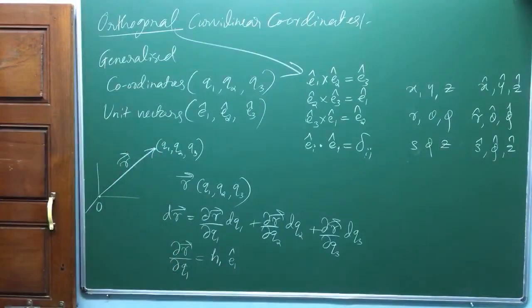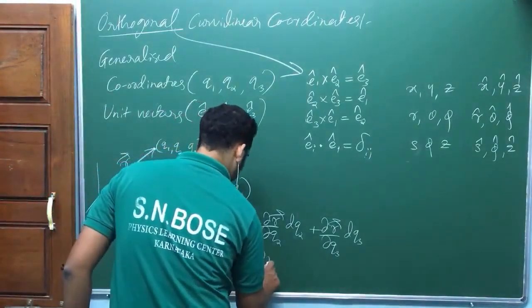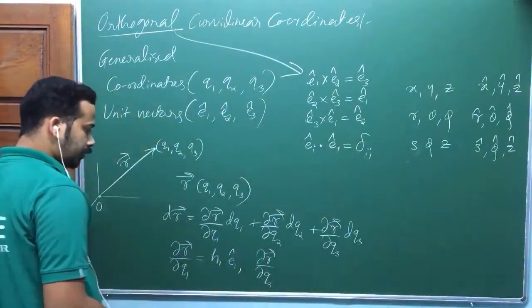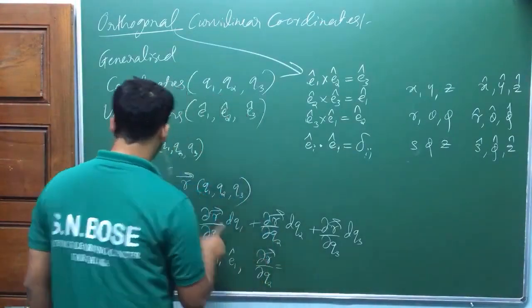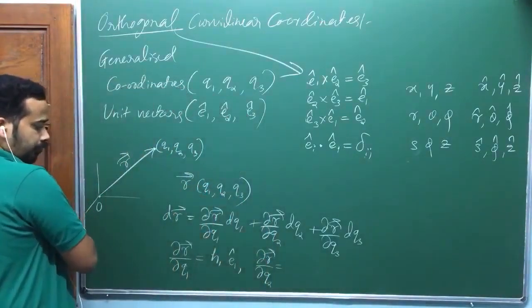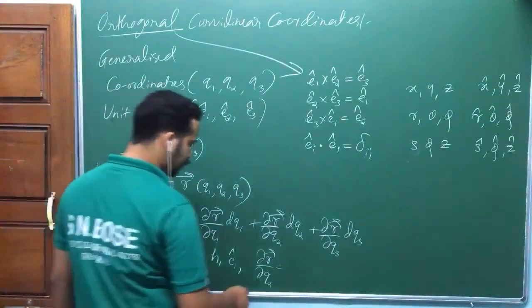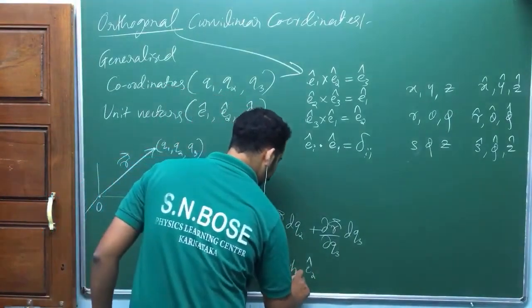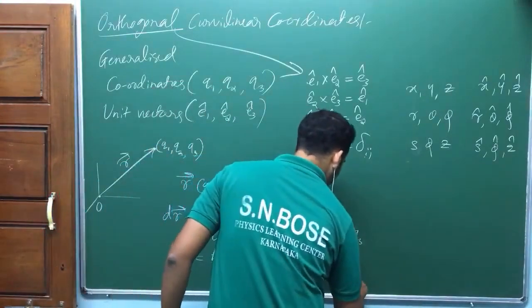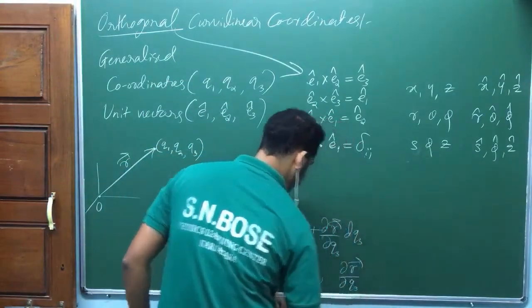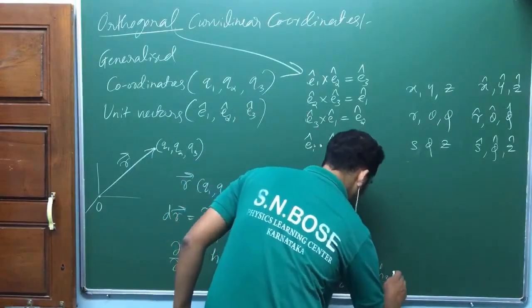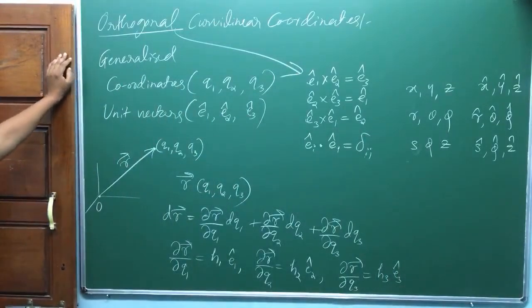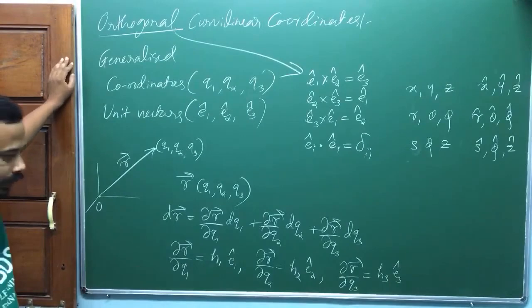Similarly, look at here, dou r by dou q2: the partial derivative of our position vector, or radial vector, whatever you call it, with respect to the second coordinate, is along the second unit vector. The proportionality factor we write H2. Similarly, dou r by dou q3 we write as H3 into E3 cap.